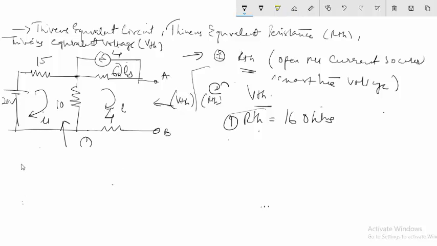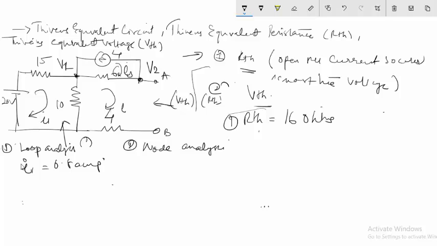So by applying the loop analysis, the first step, I found the current I1, which is equal to 0.8 amperes. Now I have to find this voltage, V2. The second step is to do the node analysis. So to find this voltage V2, I can do the node analysis.